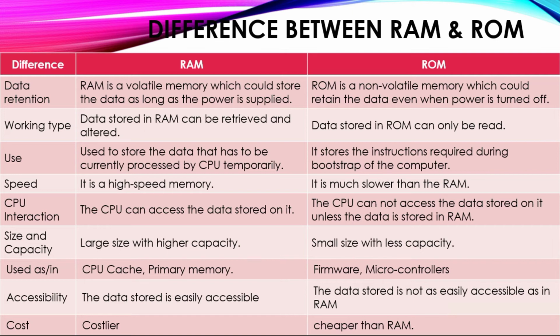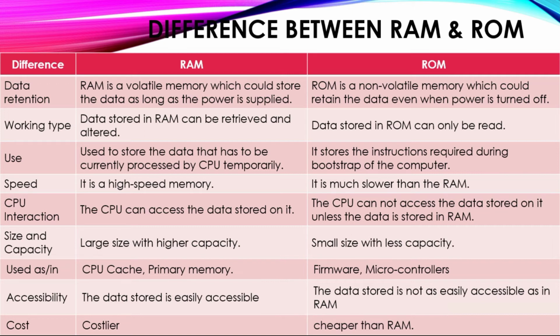The next point is data stored in RAM can be retrieved and altered. RAM में आप जो भी data store करते हो that can be erased. अगर आपको change करना है तो change कर सकते हो. If you want to erase it, you can erase it. Data stored in ROM can only be read. इसका मतलब you cannot manipulate that data.